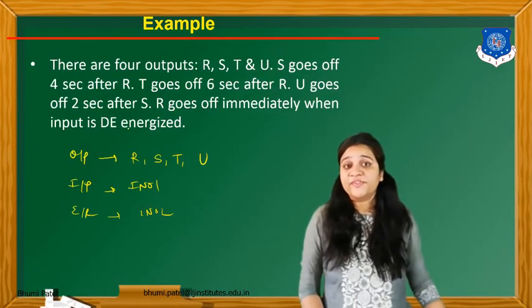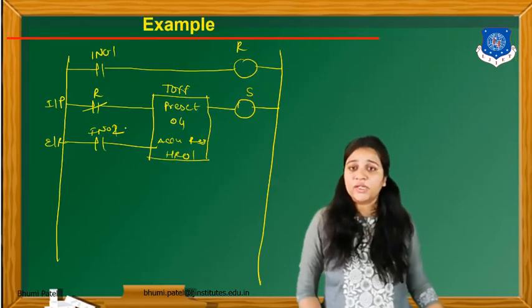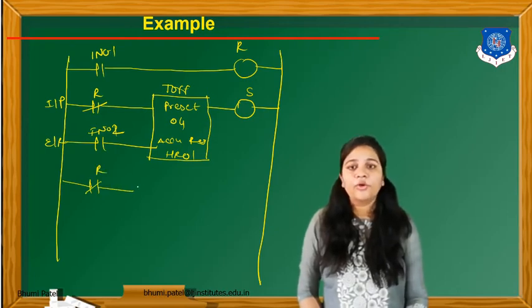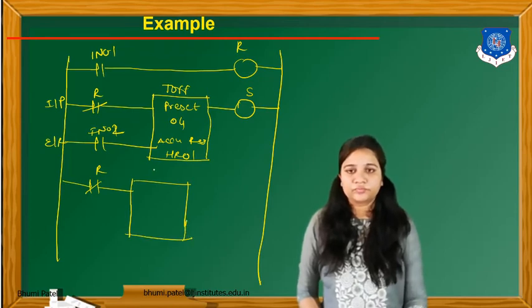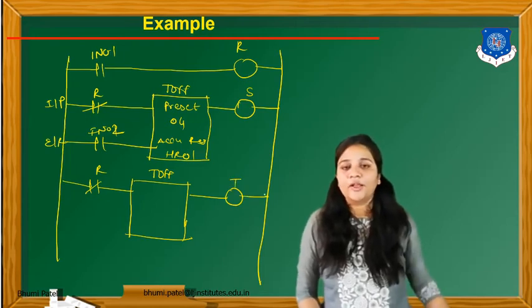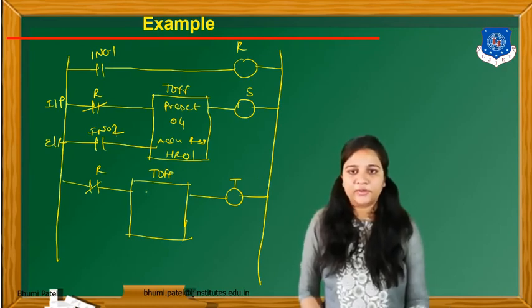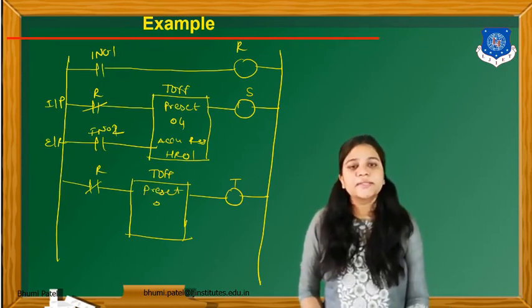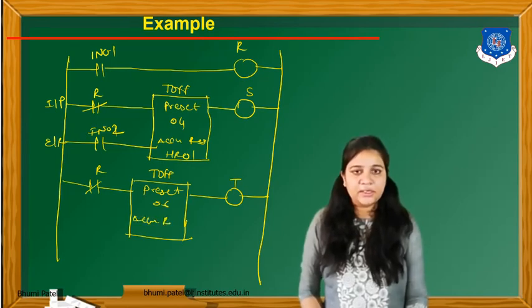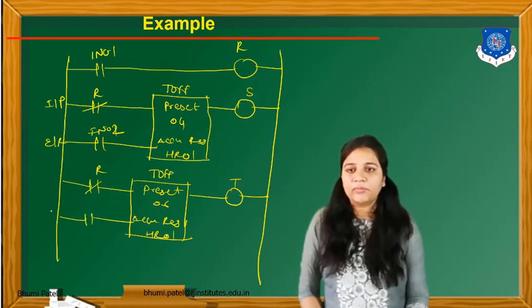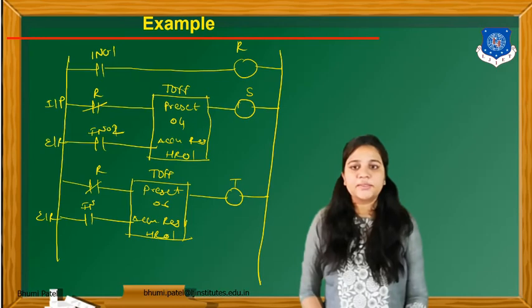Now T goes off 6 seconds after R. So same logic we have to follow. We have to take input R, normally closed contact. Then we have to take one T off timer, and output is T. And preset value is given 6 seconds. So take preset 6, accumulator register HR01, and the second input for the T off is enable reset, that is equal to IN02.